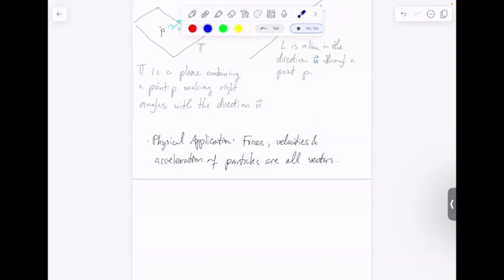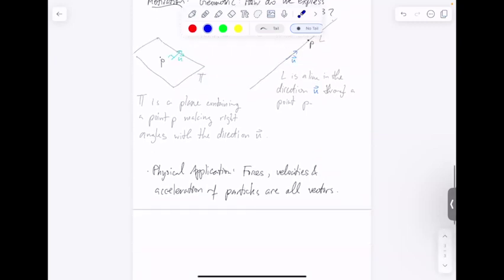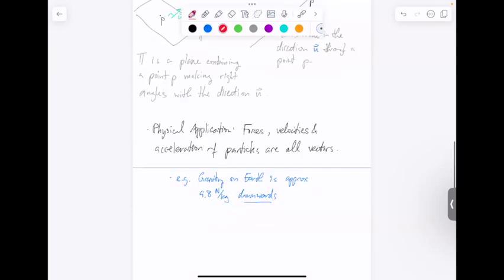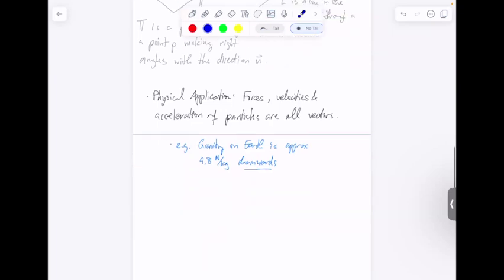They model both geometry, and they also model what forces are. So, for example, gravity on Earth is approximately 9.8 newtons per kilogram downwards. This is a direction, and you have to indicate it, otherwise it's not correct. If I just tell you gravity is 9.8, you have no idea what that means.